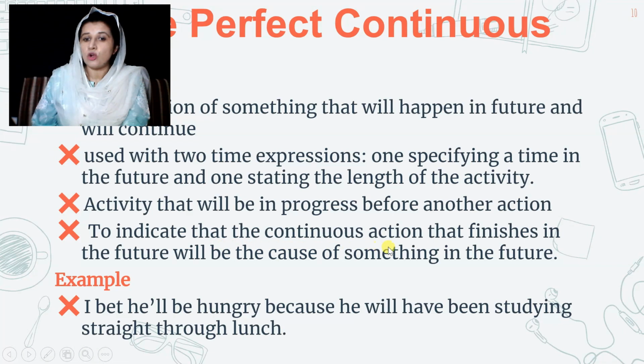To indicate that the continuous action that finishes in the future will be the cause of something in the future. For example, I bet he will be hungry because he will have been studying straight through lunch. So now this structure which is written in future perfect continuous tense, he will have been studying, is the cause of another action, and that is I bet he will be hungry. So that is the effect of the action that has been explained in future perfect continuous tense.